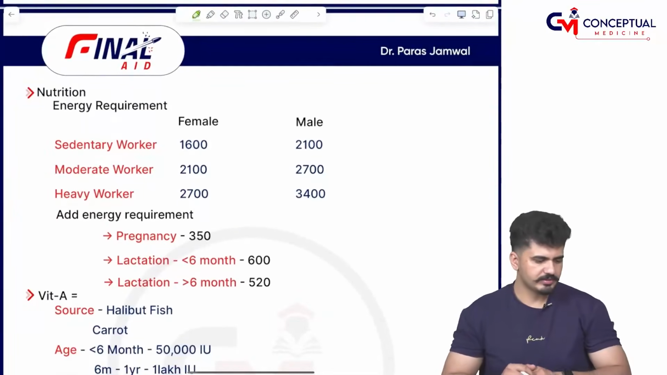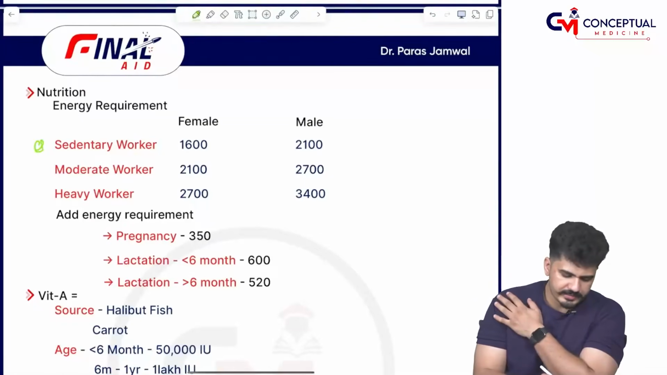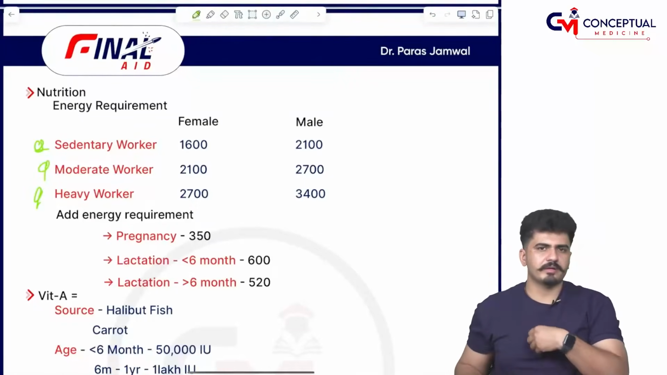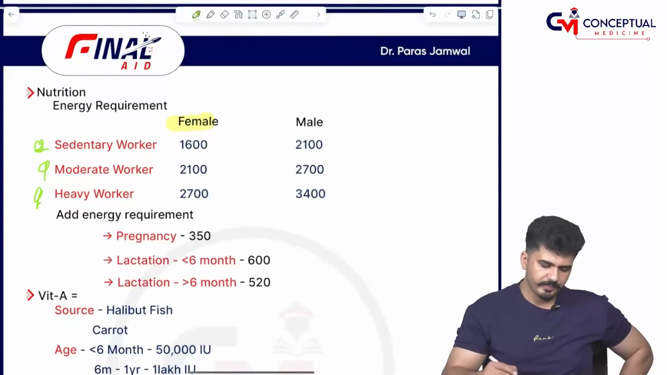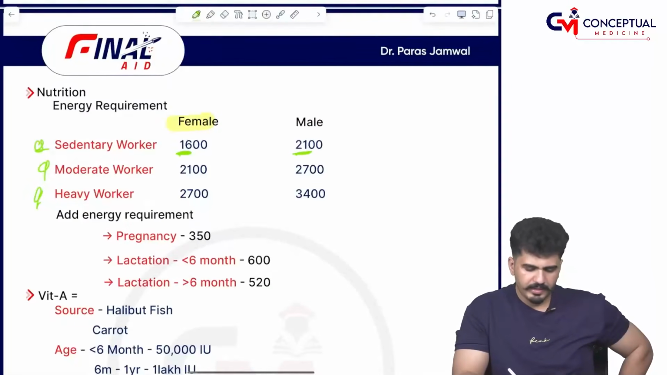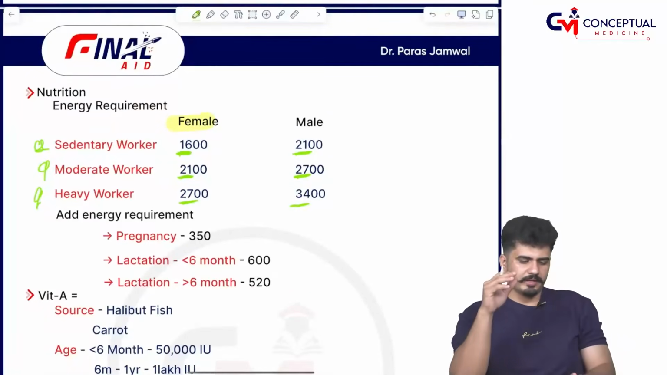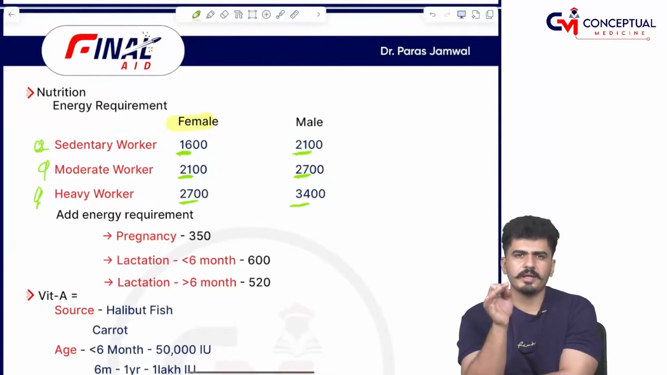Now the next chapter we start is nutrition, energy requirement. There are sedentary, moderate and heavy workers, and male and female requirements are different. Sedentary worker: female 1600, male 2100. Moderate worker: 2100, 2700. Heavy worker: 2700, 3400. So female is 16, 21, 27, and male is 21, 27, 34.